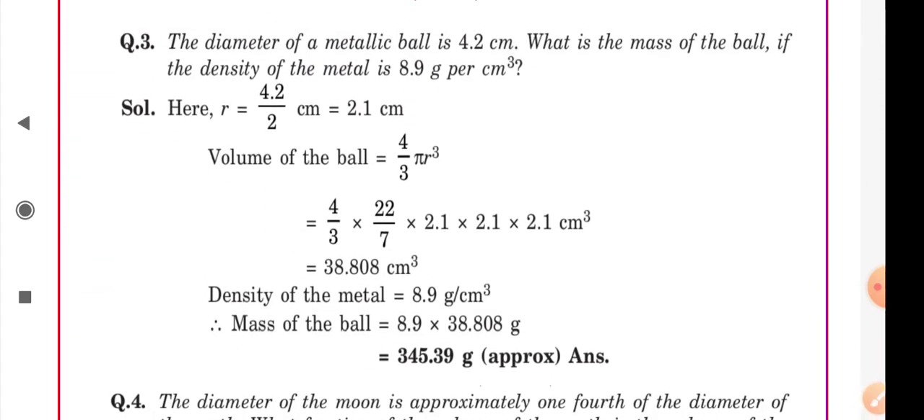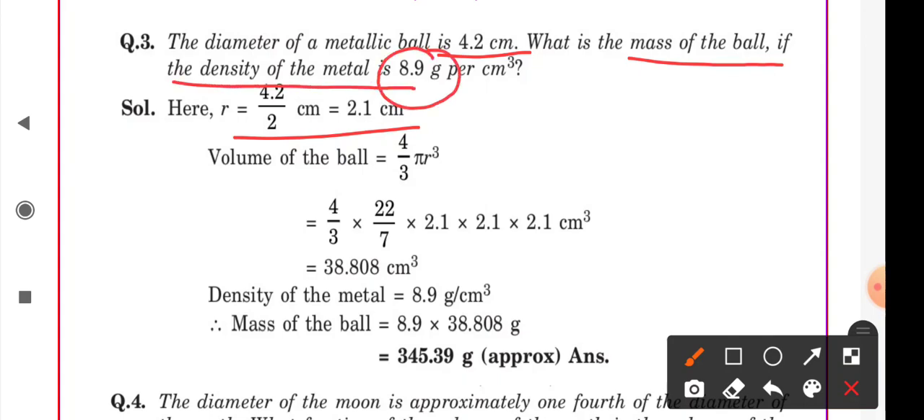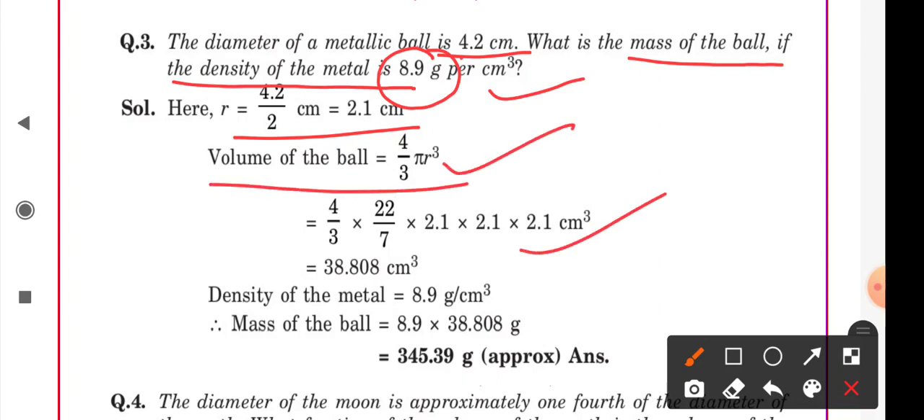Now moving to question number third. In question number third, the diameter of the metallic ball is given, so first you will find the radius, this much, and you have to find the mass of the ball when the density of the metal is given as 8.9 gram per centimeter cube. That means you have been given the radius. I told you earlier also that you require only the radius for finding the volume. So the volume of the ball is 4 upon 3 pi r cube. You will substitute all the values and get the answer. But for converting it to grams, you will multiply it by 8.9, which is mentioned in the question.